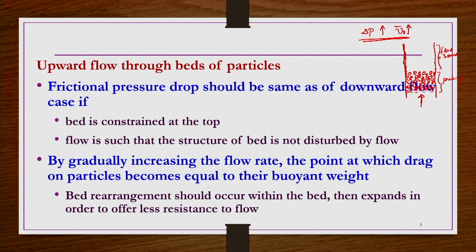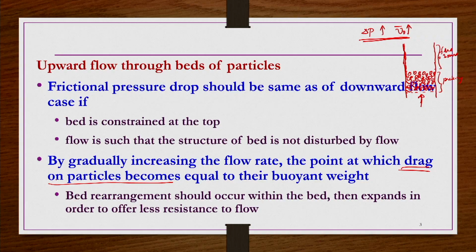But what happens if you do not have the constraint of the bed at the top and you gradually increase the velocity? Some kind of rearrangement of the particle packing structure takes place, and then the bed starts expanding, and then the pressure drop, after that point, becomes almost independent of the superficial velocity. Why? Because when these particles are moving away from each other, the packing is becoming looser and the bed is being expanded, and the drag on particles becomes equal to the buoyant weight of the bed.